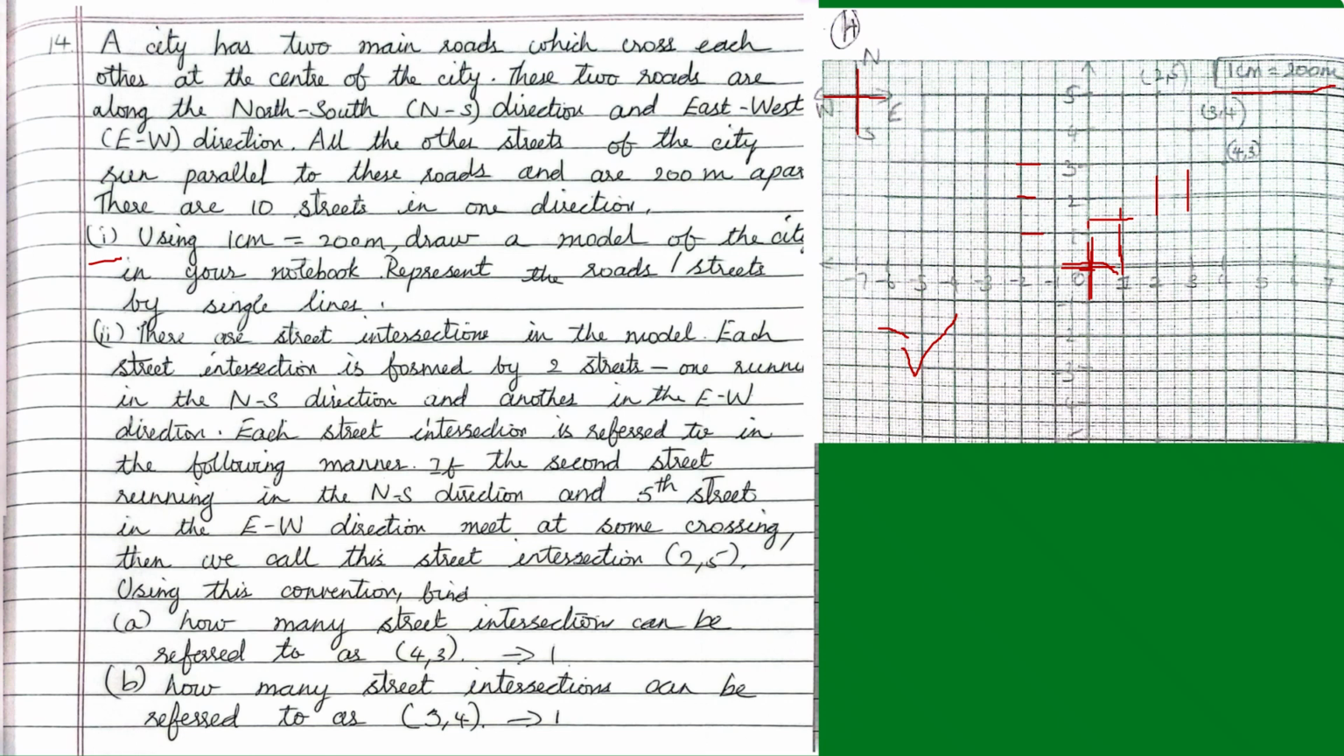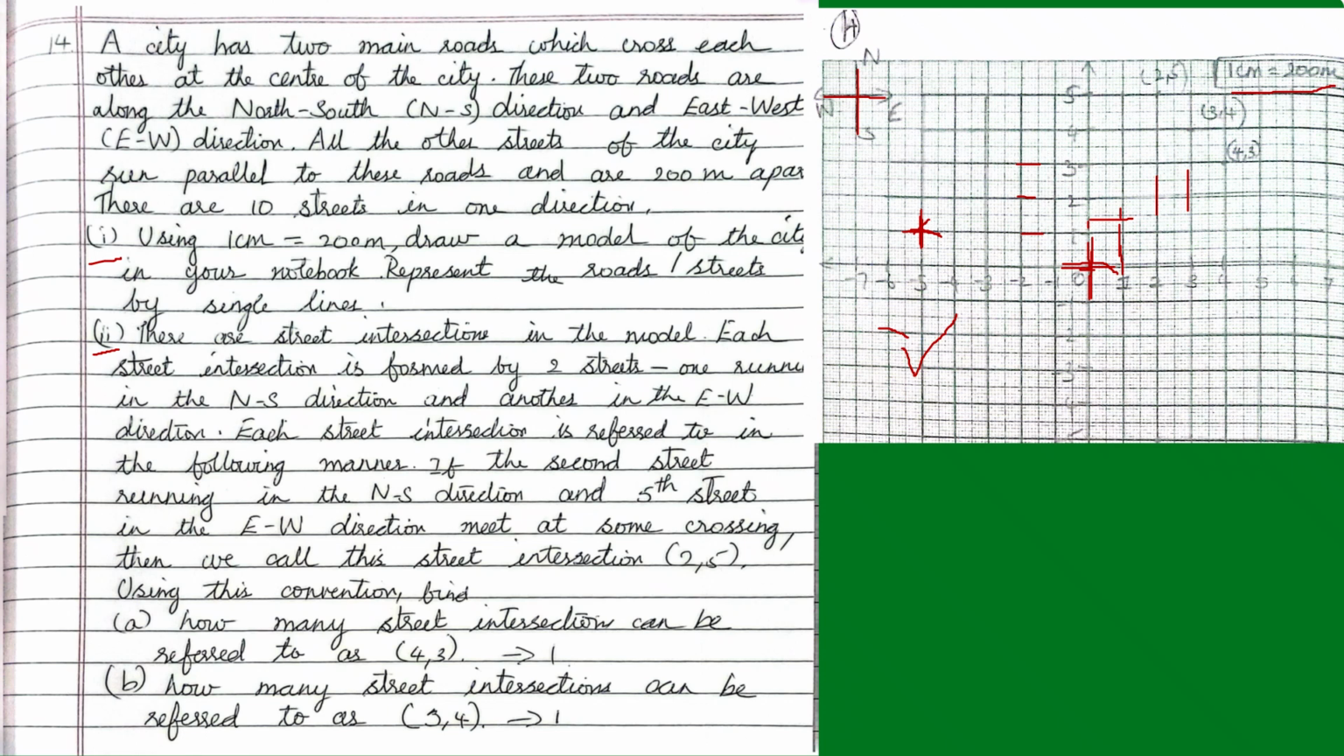Now, we move on to question number 2. There are street intersections in the model. Each street intersection is formed by two streets, one running in the north-south direction and the other in the east-west direction. What they mean is this: if you look at it, this is one road running east-west and another running north-south. This particular point is called a street intersection, formed by two roads, this road and this particular road.